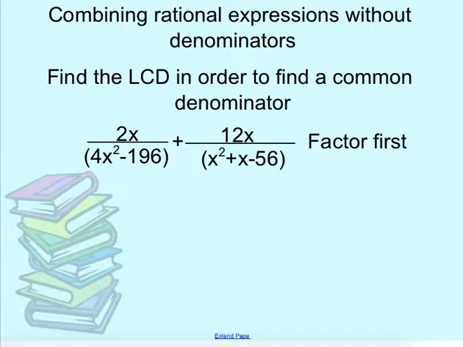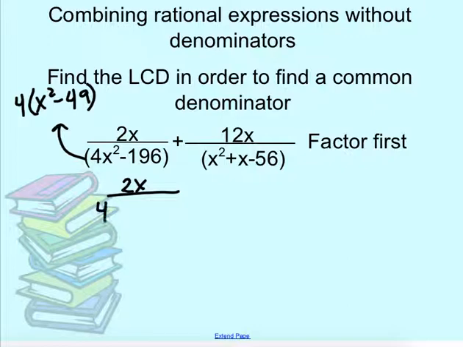All right, let's look at another one here. In this one, we're going to have to do a couple things, it looks like, because I need to factor both of the denominators. So in the first one, I'm going to do 2x, and I'm going to factor out a 4 first, and I get x squared minus 49, which means that I can factor that x squared minus 49 into 4 times x minus 7 times x plus 7.